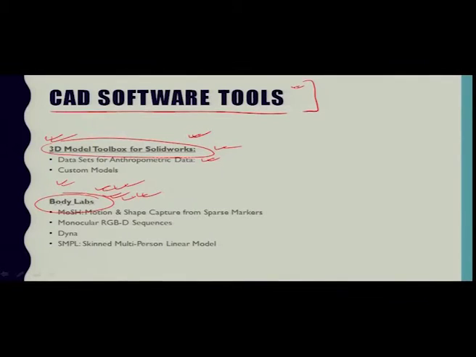So this particular Body Labs software extracts the 3D human body by using artificial intelligence tools to extract a 3D human body from different sources. So those methods may be MOSH, that is motion and shape capture from sparse markers.